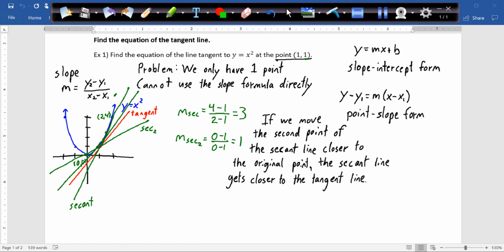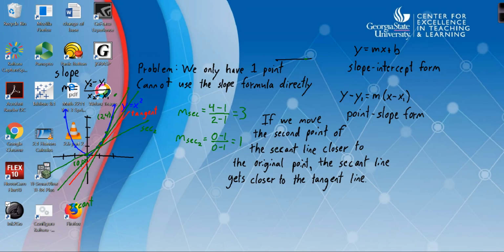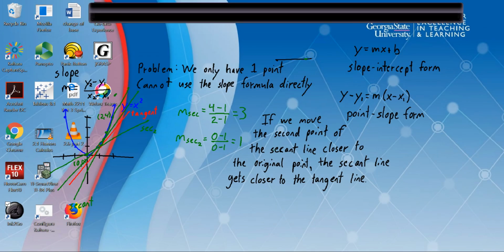So what I want to do is show you what will happen if we move that second point closer and closer. I'm going to pull up the calculator and have the calculator do that for us.